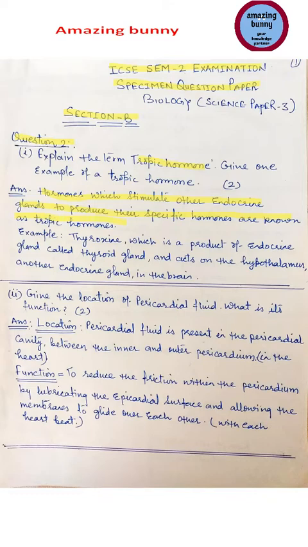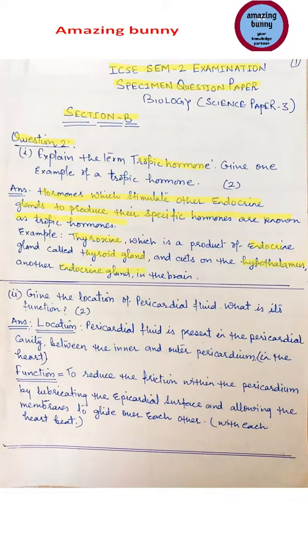Now, tropic hormones are hormones that have other endocrine glands as their target, and most tropic hormones are produced and secreted by the anterior pituitary. And examples are thyroxine, which is a product of an endocrine gland, that is the thyroid gland, and acts on the hypothalamus, which is another endocrine gland in the brain.